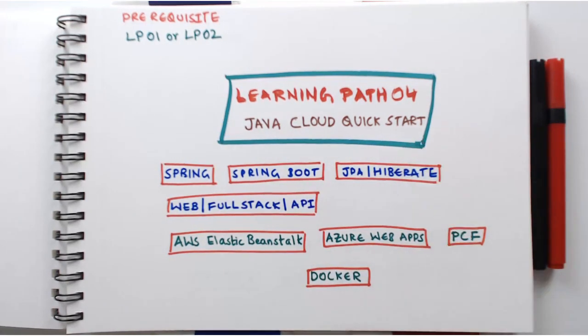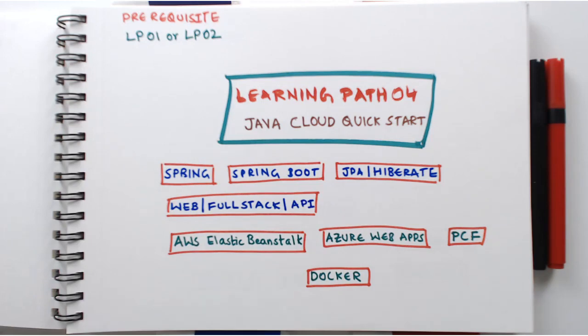A number of times I am asked a question: how can I become a full stack developer? How can I become an API developer? How can I become a cloud developer? How can I become a microservices developer? These learning paths are an answer to that question. After watching these learning paths, you'll be very clear on how to reach your specific goals.